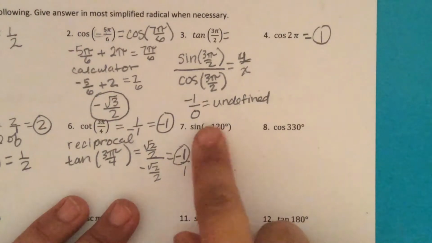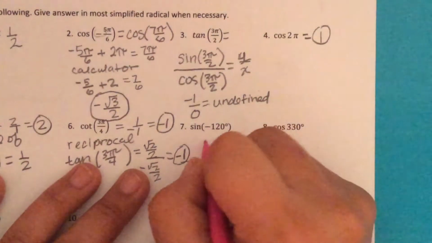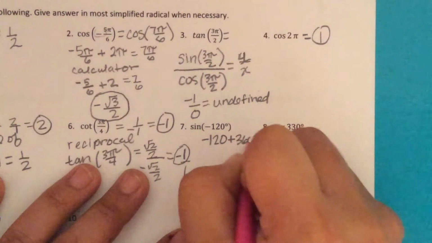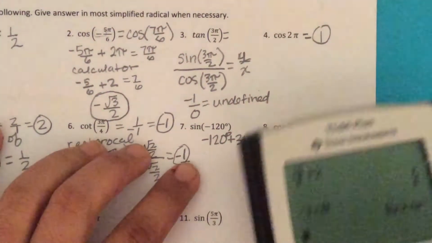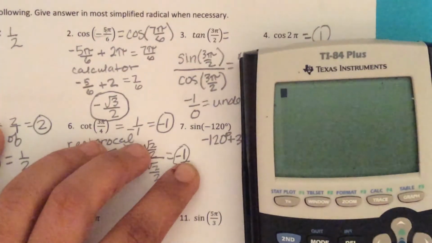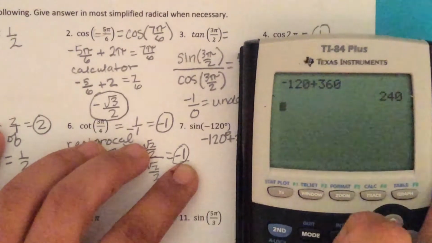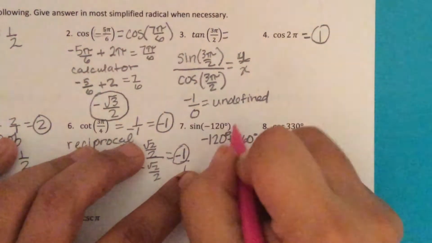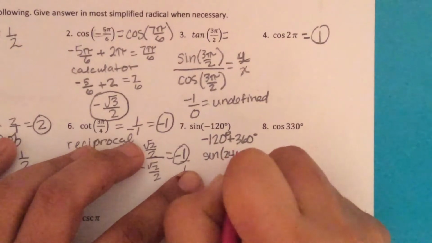Okay, so we're going to start with number 7. We want the sine of negative 120. So we're going to add 360 degrees because we want it to be a positive angle, so we can find it in our unit circle. So we're going to do negative 120 plus 360, which is 240. And so now we know that this is equal to sine of 240 degrees.